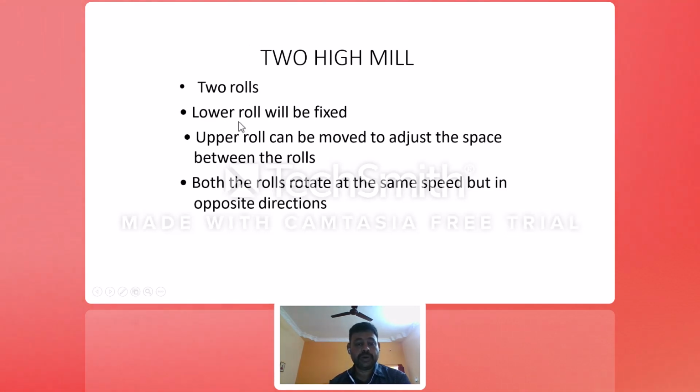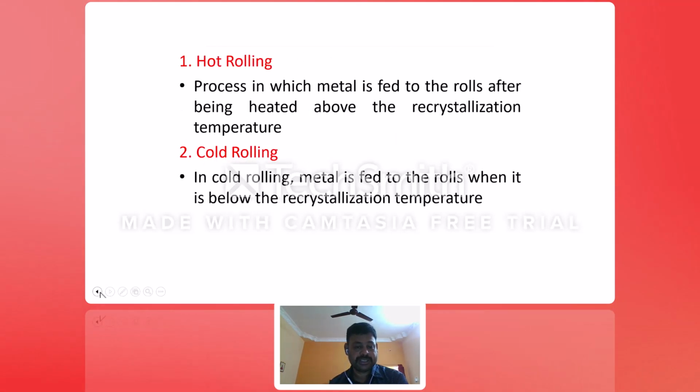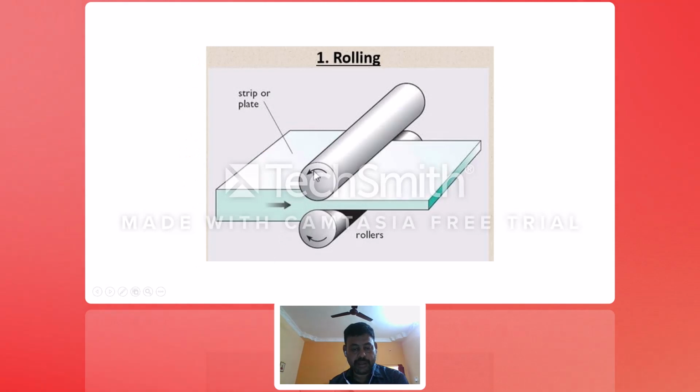So with two rolls, the lower roll will be fixed and the upper roll is variable, because you are feeding different thicknesses of material. Therefore, they keep the upper roll movable, and if the thickness is more, the upper roll is raised a little and the job is inserted between these two. Both rolls rotate at the same speed but in opposite directions. If both rotate in opposite directions, then only will it push the material through. Rotating in the same direction is not allowed.